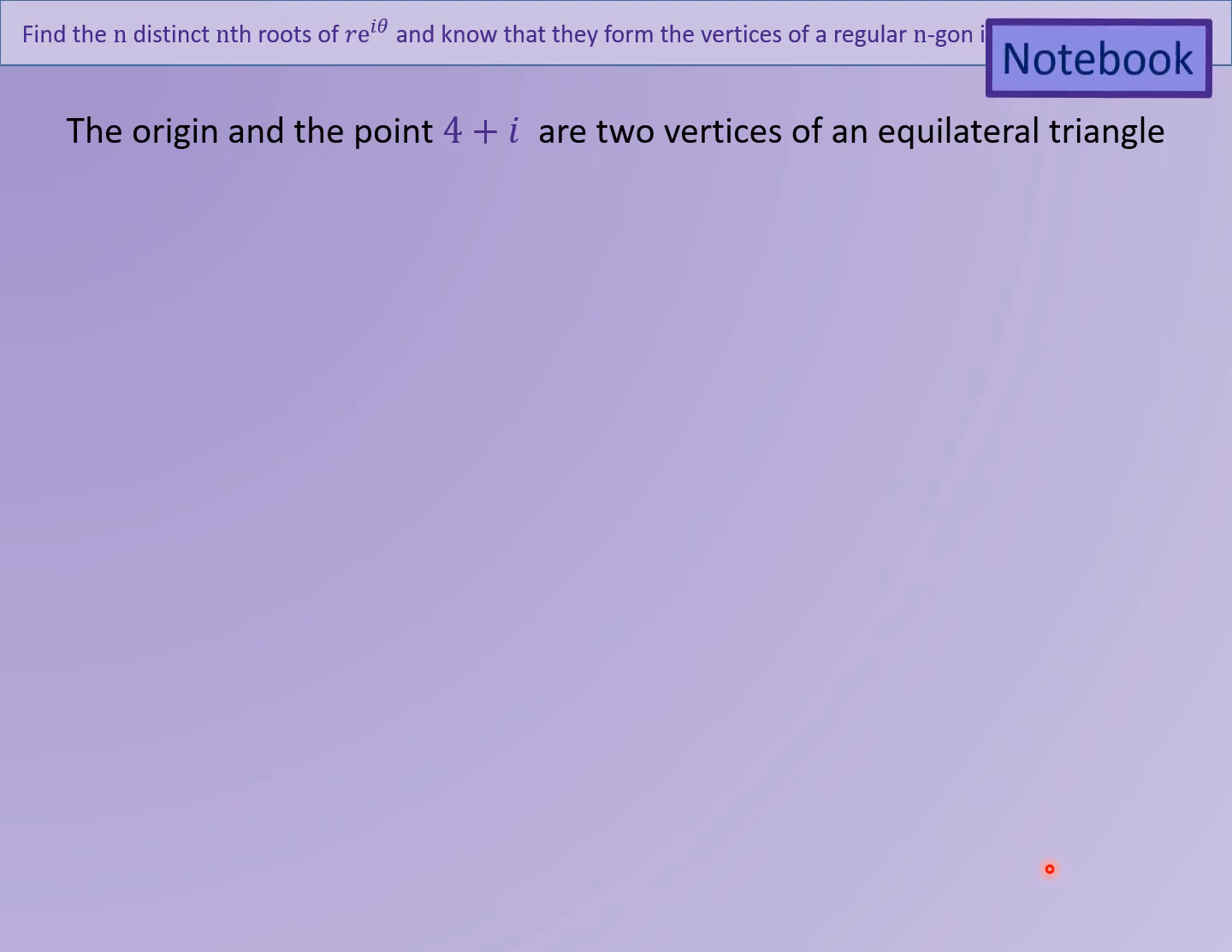Okay, right, so let's look at that as an example. The origin and the point 4 plus i are 2 vertices of an equilateral triangle. So I could just plot both of those. So I've got my origin, there we go, that's one corner of it. I've got 4 plus i, that's another corner. Why is it important to know it's an equilateral triangle?